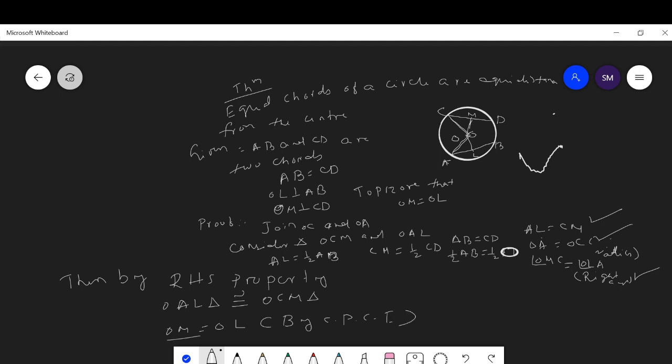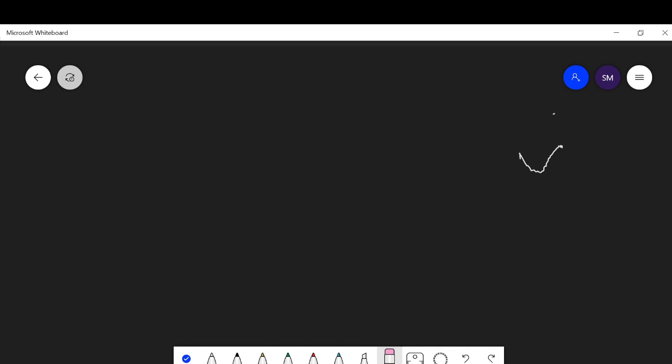Then OM is equal to OL. We have to prove this. Hence proved. Then let us discuss theorem 2. Theorem 2 is just the vice versa of theorem 1. Theorem 1 says equal chords of a circle are always equidistant from the center. Theorem 2 says when two chords are equidistant from the center, these two chords have equal length.